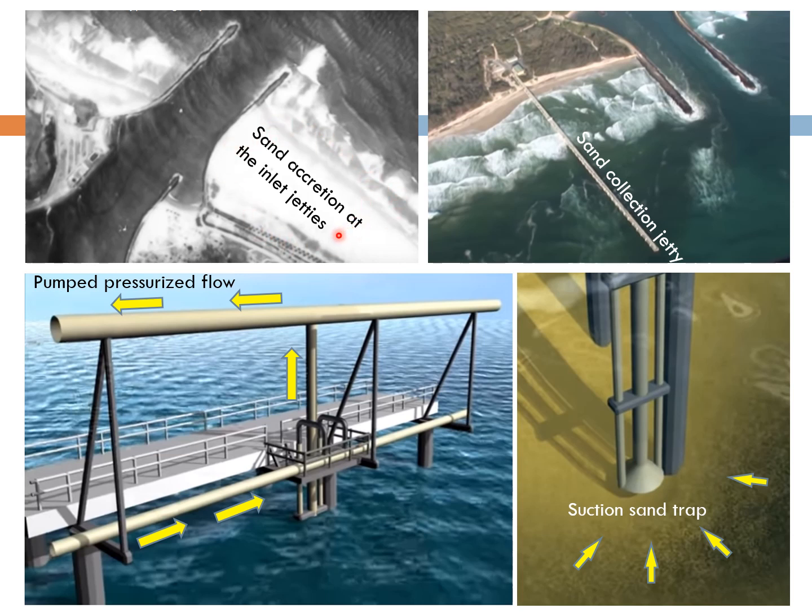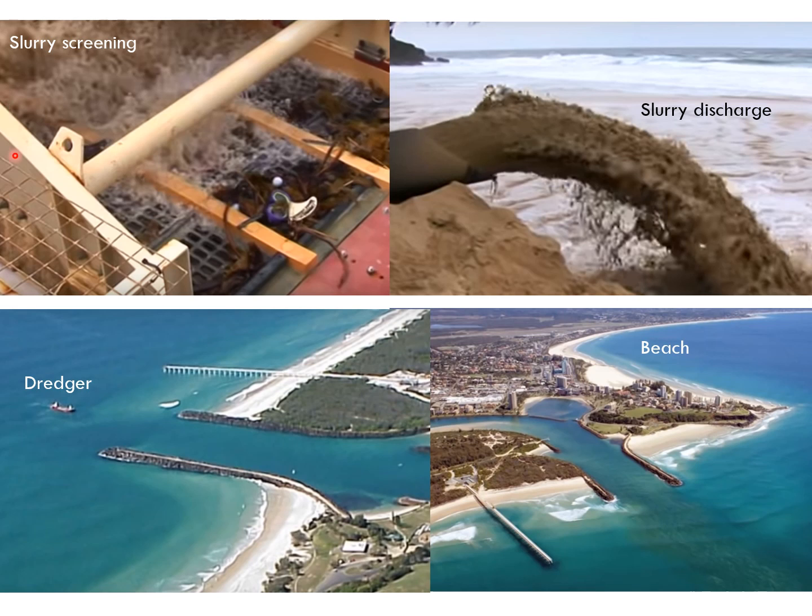previously when there was no sediment bypassing. With the sediment bypassing, right now the coastline here is clear of sediment accretion. These are other views of the project. The pumped sediment is being screened here. This is how it is discharged on the downstream side. This is the sediment collection jetty. This is the waterway and the pair of jetties. This is the dredger to perform additional dredging if required.